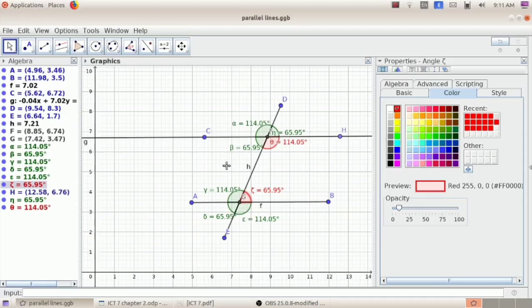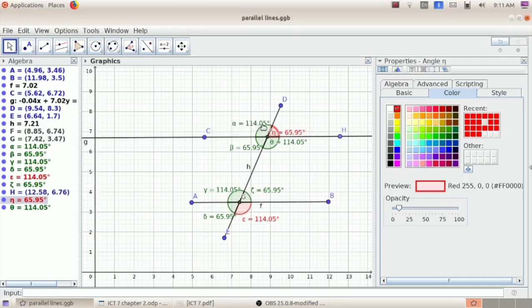Now what is co-exterior angles? Consider these angles in red color. It is a pair of co-exterior angles. Now consider these two angles in red color. It is another pair of co-exterior angles. Here the angle is 65.95 degree. Here the angle is 114.05 degree. What is the sum of these angles? It is 180 degree.